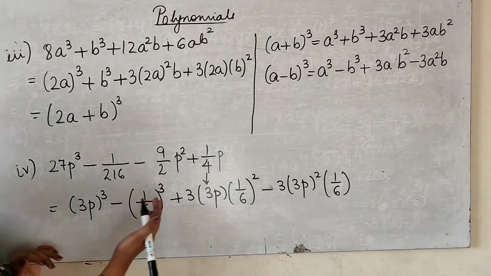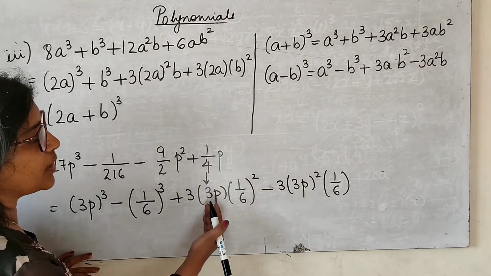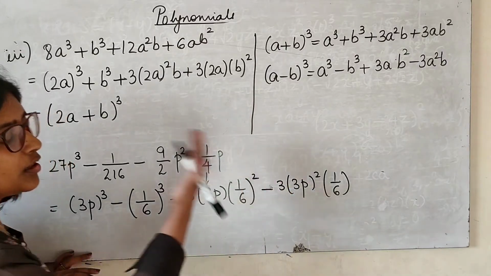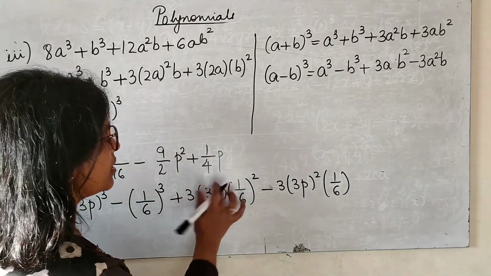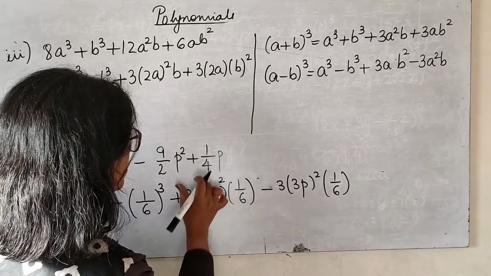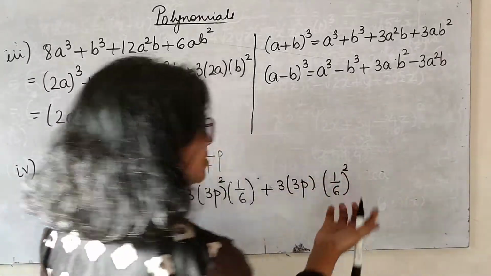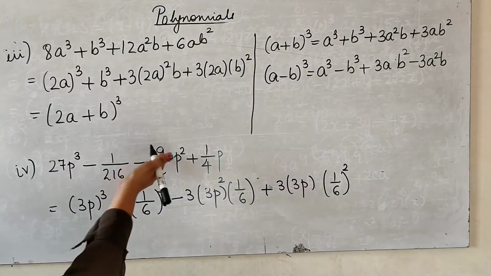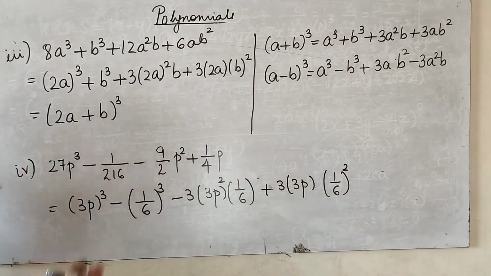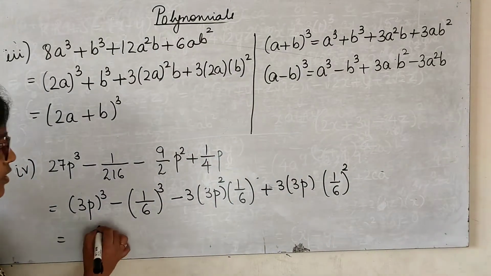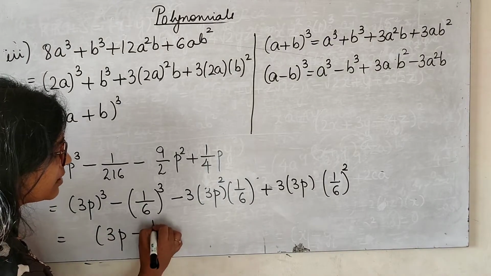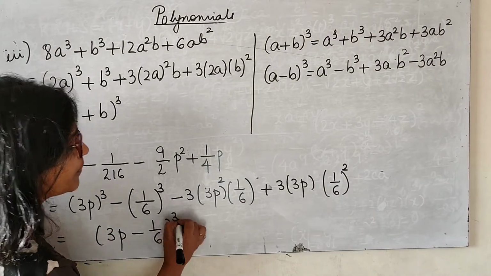Fine. The only thing is I have written 1 by 4p here and the other one. You may write it like 3a square b. Then you will have a negative sign here and plus 3ab square. This is also fine. Okay. Then exactly this one comes here and the other one goes there. So this becomes a minus b the whole cube.